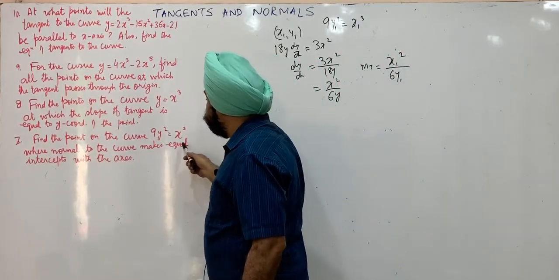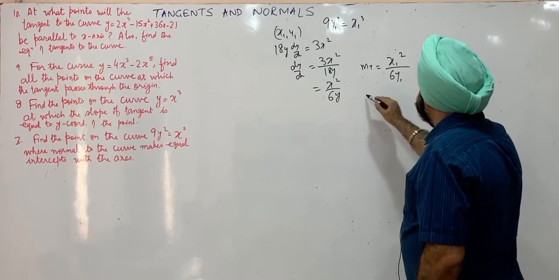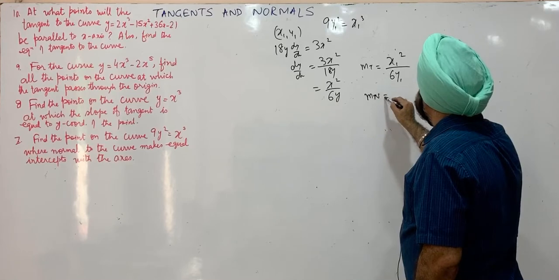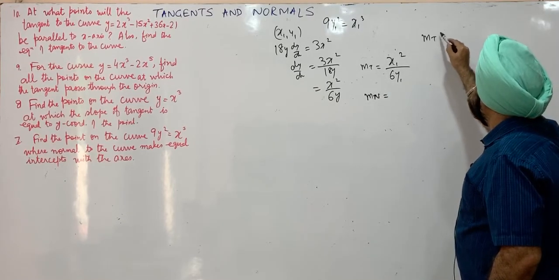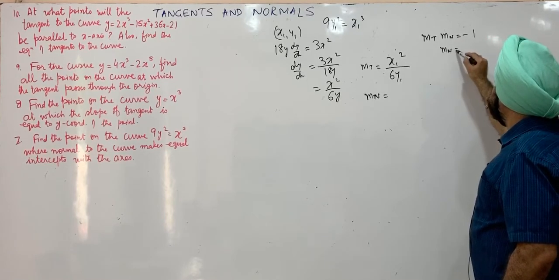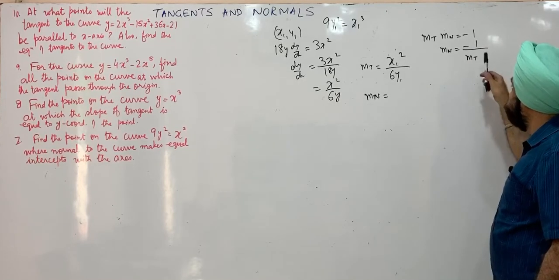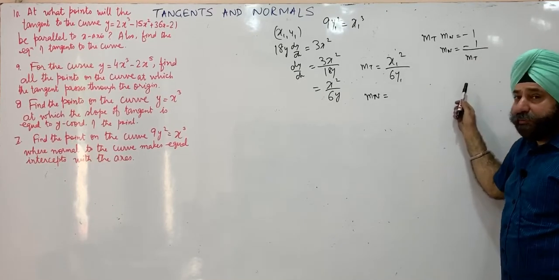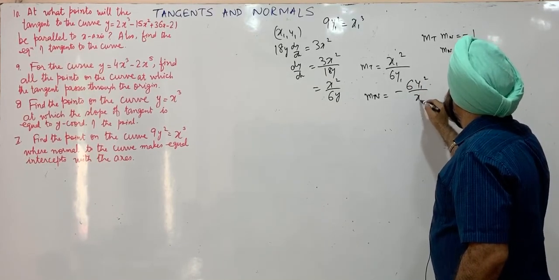Normal to the curve makes equal intercepts with the axis. So slope of normal will be the negative reciprocal of this. Slope of tangent into slope of normal is -1. So this gives us slope of normal as -1 upon slope of tangent, that is, the negative reciprocal of slope of tangent. Upon this is x1 square.